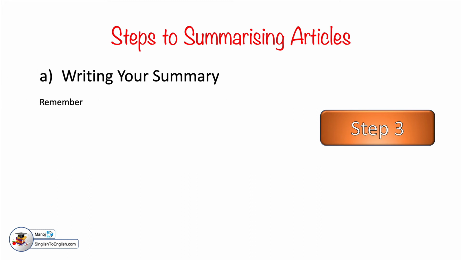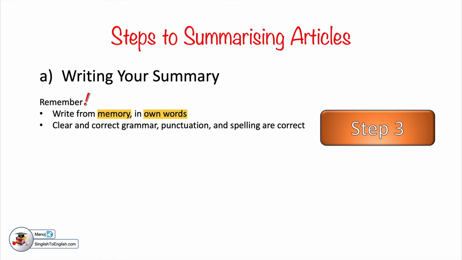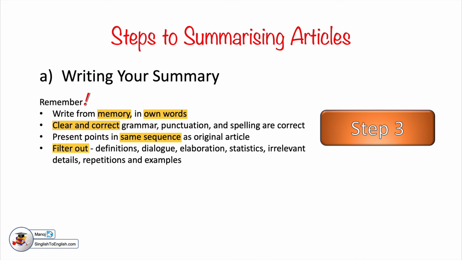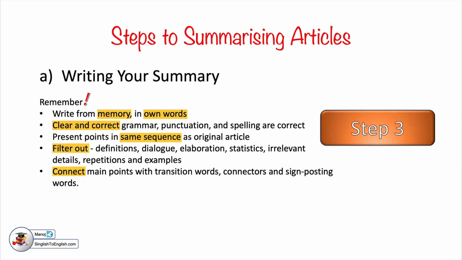To reiterate, when writing the summary, we write from memory so that it is in our own words. Then, when revising it, ensure that it is clear and the grammar, punctuation, and spelling are correct. Present the points in the summary in chronological order in the same sequence as the original article. Filter out definitions, dialogue, elaboration, statistics, irrelevant details, repetitions, and examples. Connect the main points with transition words, connectors, and signposting words. Use verbs and adverbs to set the tone.